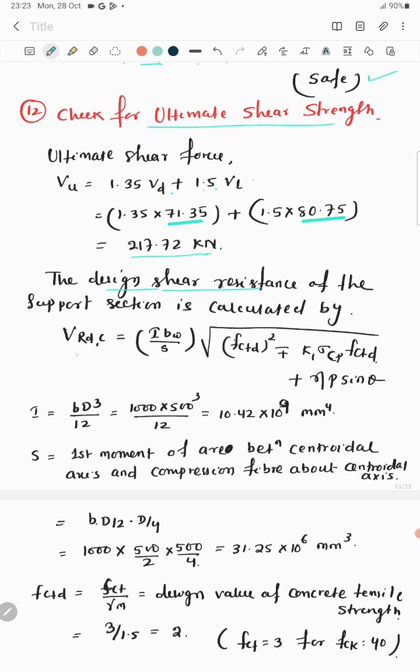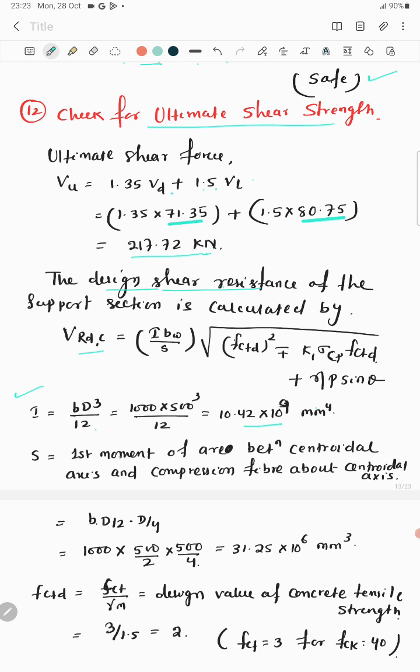which is equal to VRDC is equal to IBW divided by S root over of FCTD square plus K1 sigma Cp FCTD plus eta P sin theta. So in this expression, I is the second moment of inertia, that is equal to BD cube by 12, which is coming to be 10.42 into 10 to the power 9.